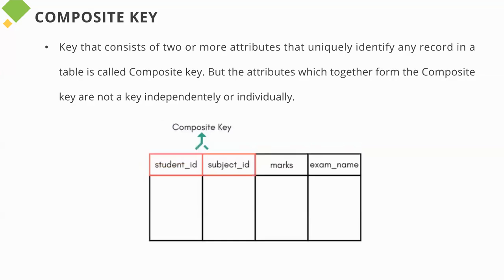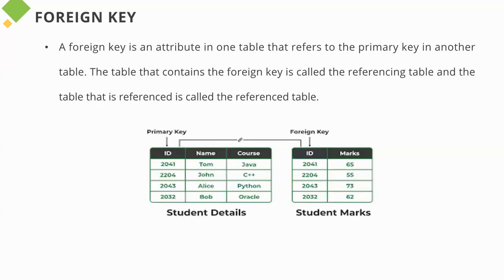Composite key: it consists of two or more attributes together identified as a set, which becomes the composite key. They are not a key independently or individually, but together can become a key. Those are called composite keys.